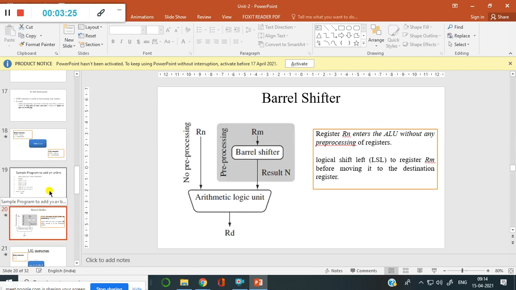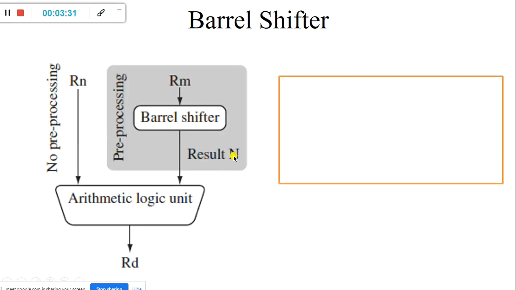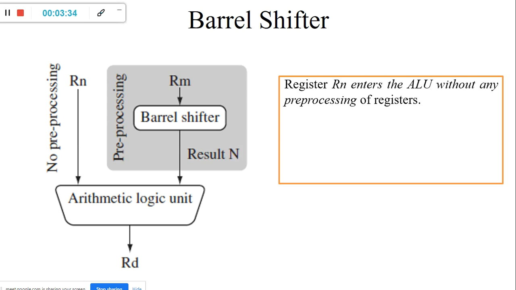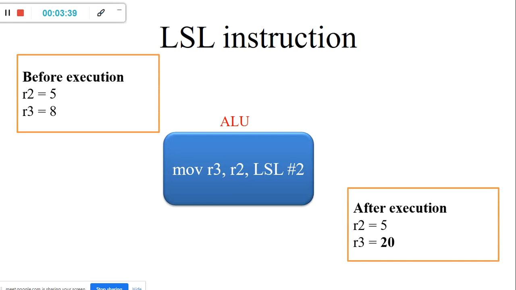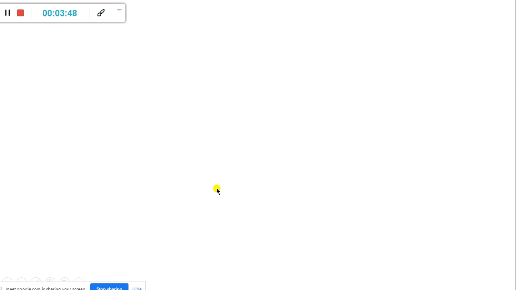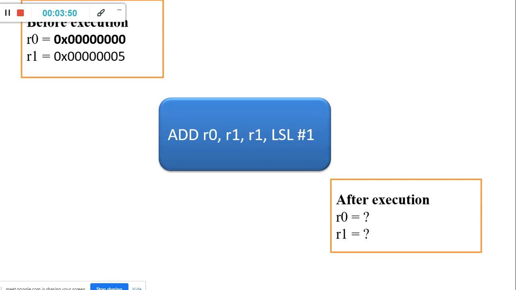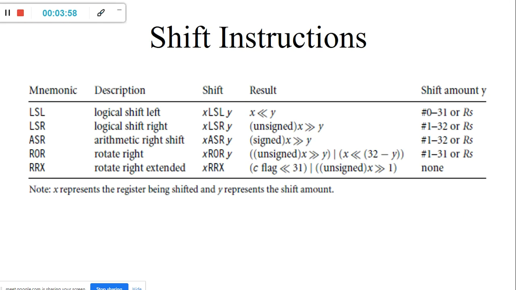Last class we started with barrel shifter, where we understood the working of the barrel shifter, and the different instructions, how the LSL can be used with respect to the move instruction and add instructions, and we also saw the output of this. So till here we did it in the last class. Now today we'll start with fresh instructions.